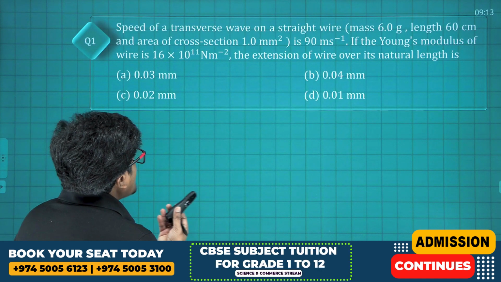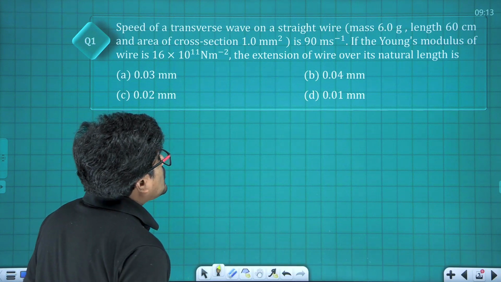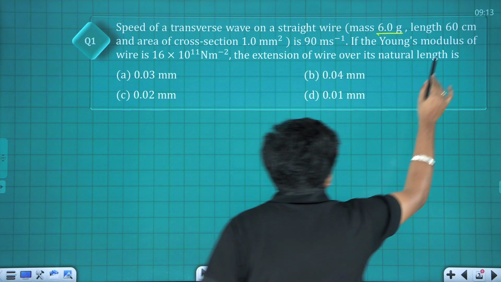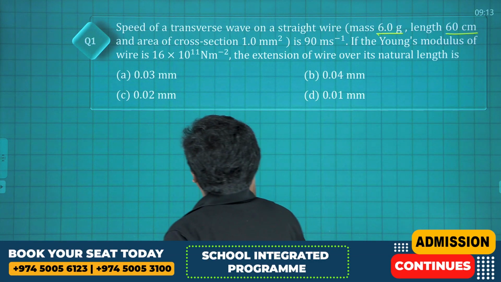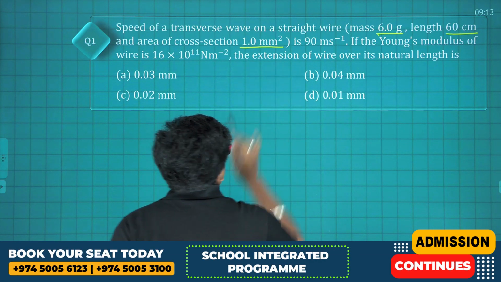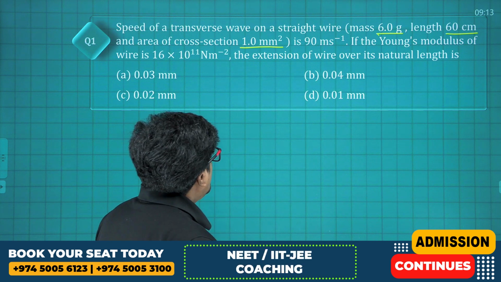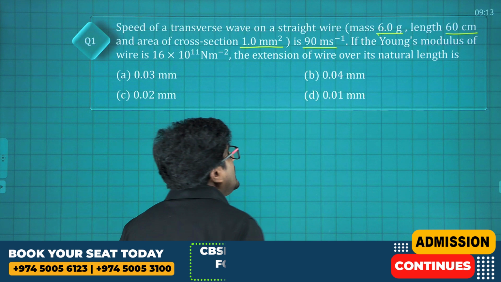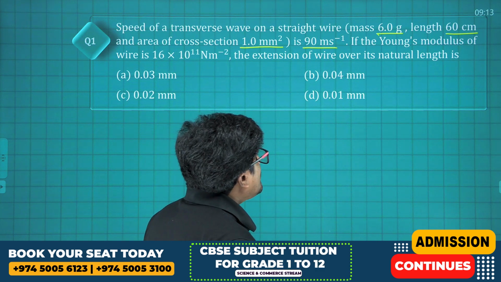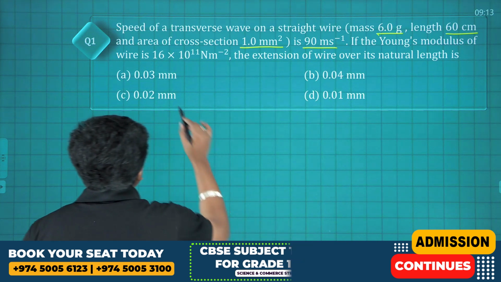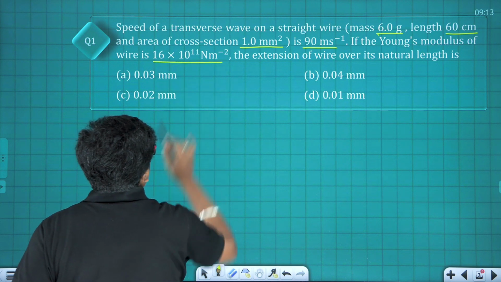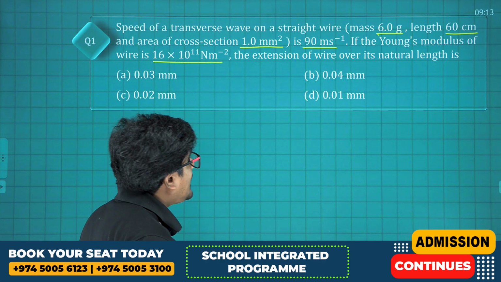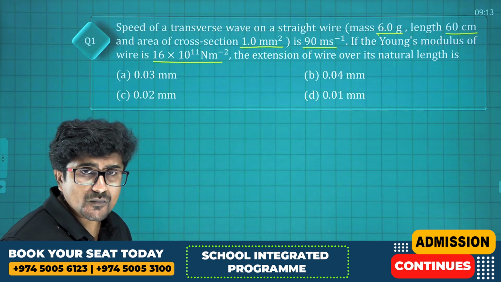Speed of a transverse wave on a straight wire of mass 6 gram, length 60 centimeter and area of cross section 1 millimeter square, is 90 meter per second. So the speed is given as what? 90 meter per second. If the Young's modulus of the wire is 16 into 10 to power 11 Newton per meter square, the extension of the wire over its natural length is?